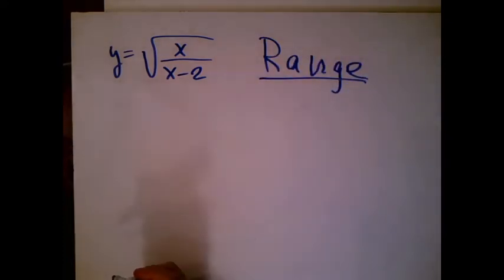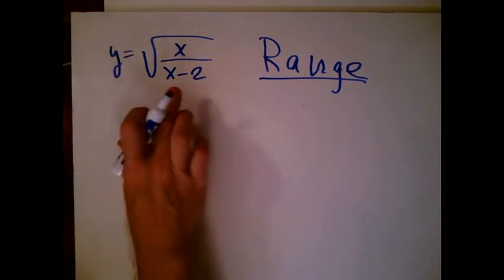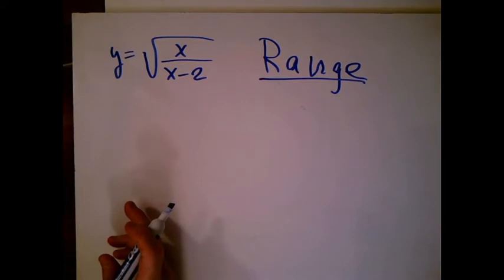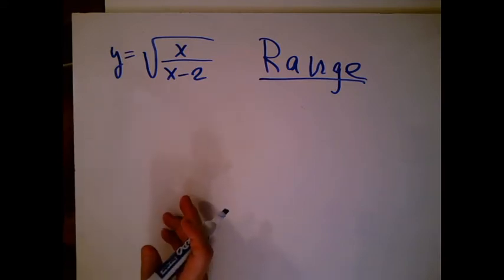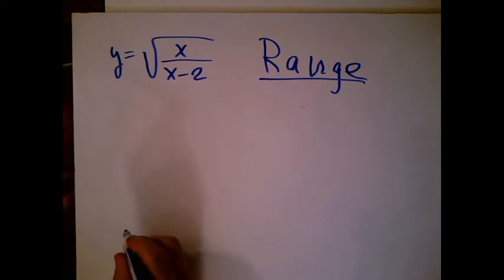Now, when we found domain, we had y over here by itself and x is over here, and we just asked ourselves, what x values can we plug in? In order to find range, we have to reverse the situation. I have to solve for x and then ask myself, what y's can we plug in? So I'm going to solve for x. This takes a little bit of doing. It's going to review a lot of algebra that you had. I'm going to square both sides.